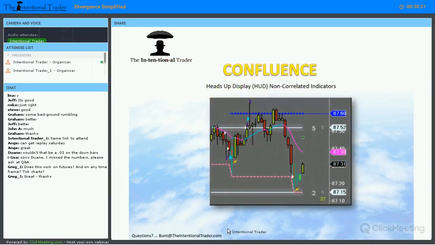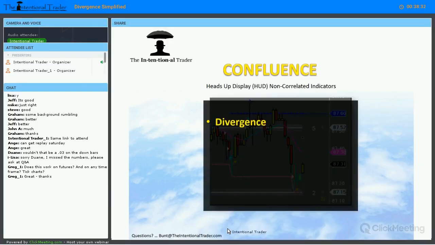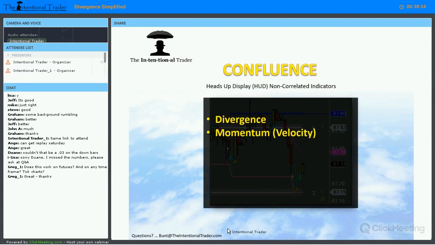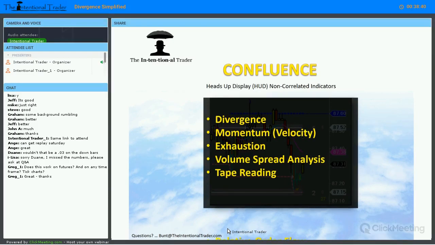You'll notice we call them our heads-up display indicators. And these are all, we consider them non-correlated, meaning that they all get their data from different sources. So we use divergence for the data. We use momentum, exhaustion. We do some volume spread analysis, some tape reading, and some relative order flow. How do we do that?